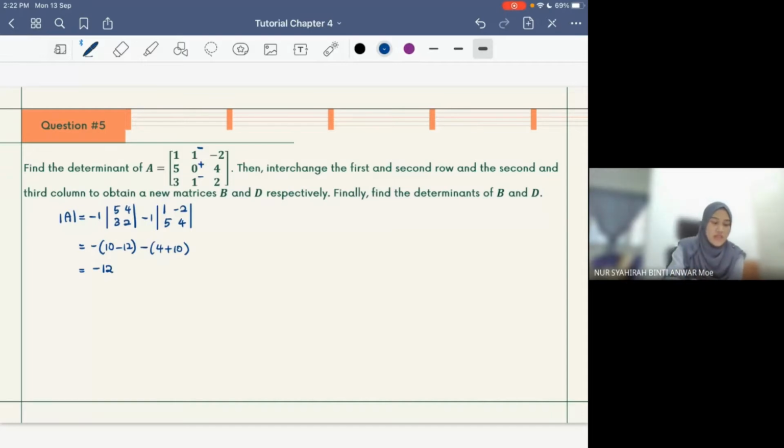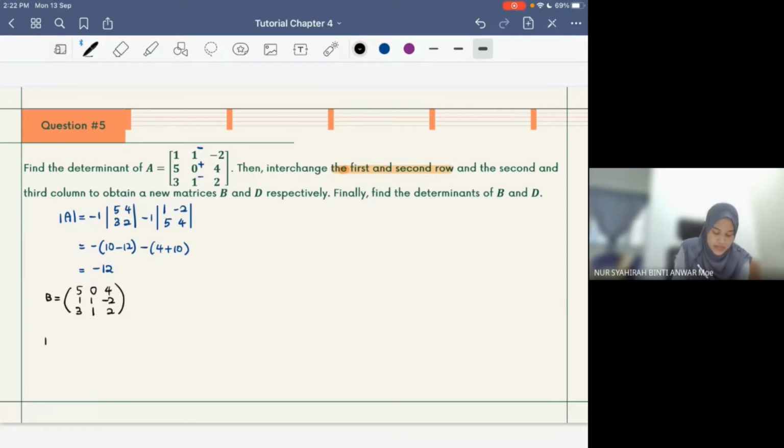Okay. Now, kita tengok pula interchange the first and the second row and then second and the third column untuk dapatkan matrix B and D. So our matrix B kita akan dapat dengan cara interchange the first and the second row. So ni lah, first dengan second row ni kita tukar tempat. So now dia akan jadi 504 is on the first row. 1, 1, negative 2 will be on the second row. And the third row akan remain the same.